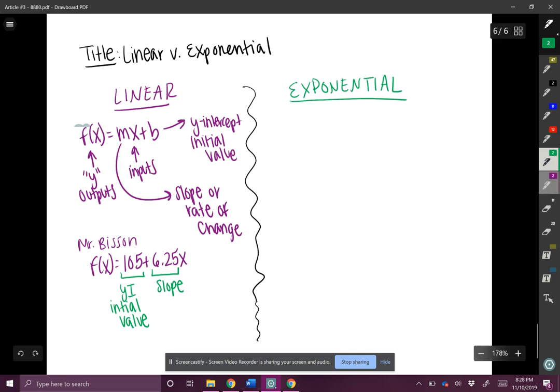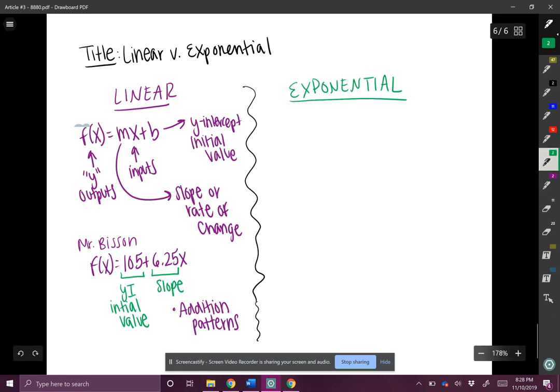Notice that when you did your tables for Mr. Bisson, we saw an addition pattern there. Anytime we're working with linear functions, we're going to see addition or subtraction patterns. In this case, it was just addition, since every detention a student got, the price increased, which makes sense. If you get more detentions, the price you'll have to pay gets higher.